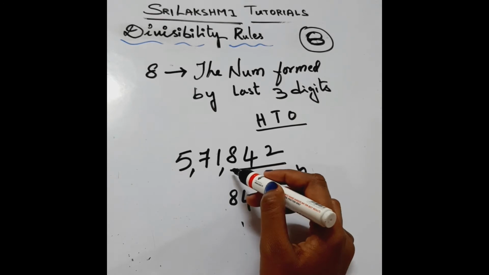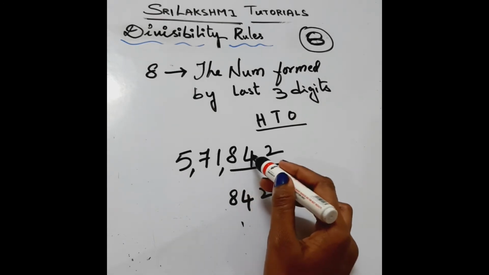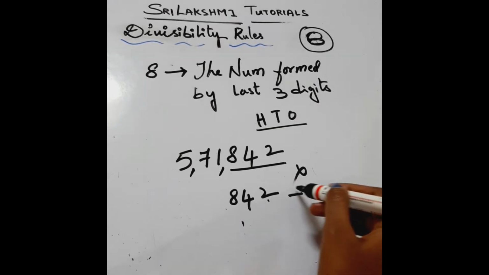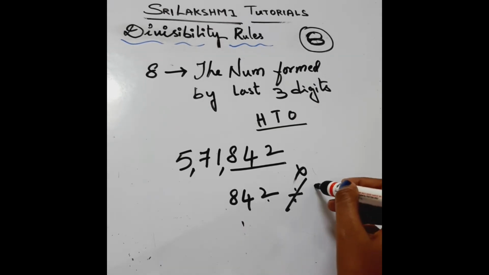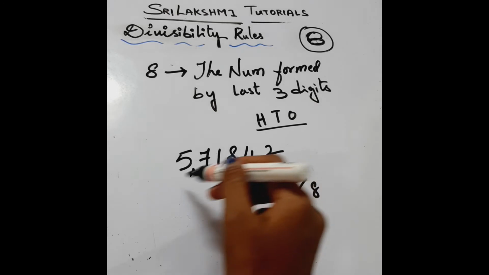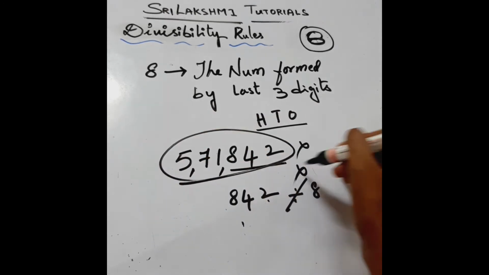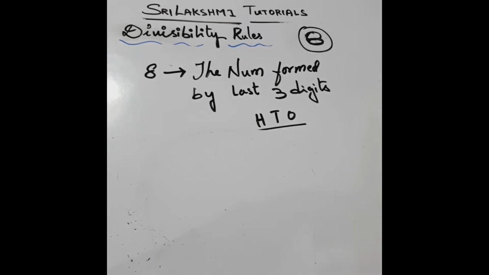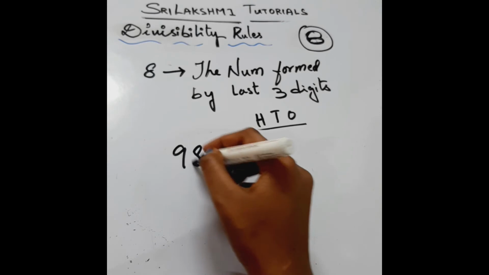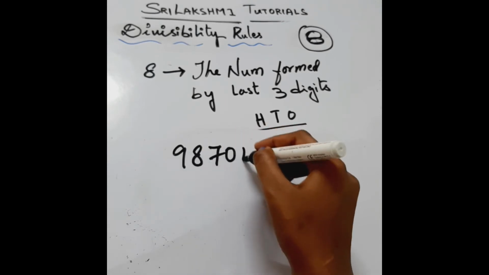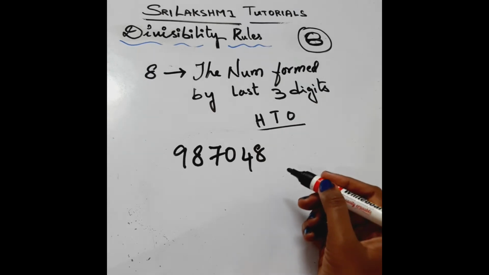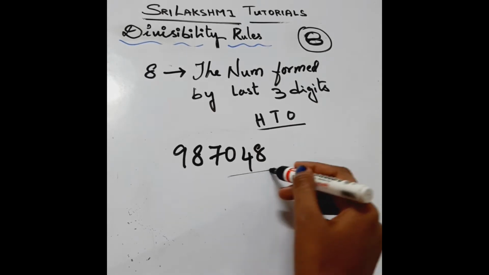The last 3 digits are 842 in the given number. So 842 is not divisible by 8, and the given number is also not divisible by 8. Now let us take another number. 987048 is the number.